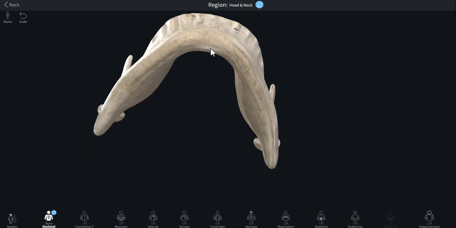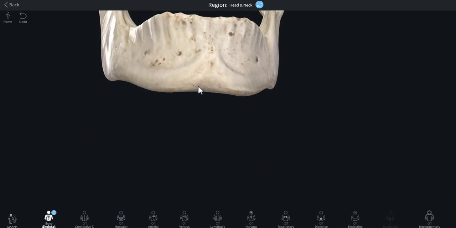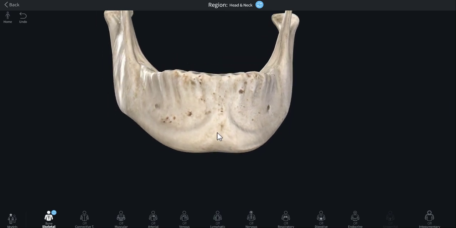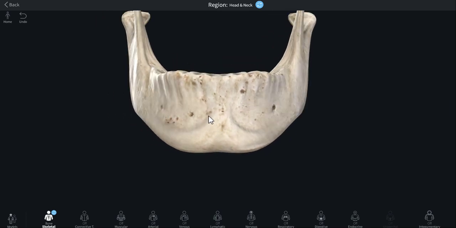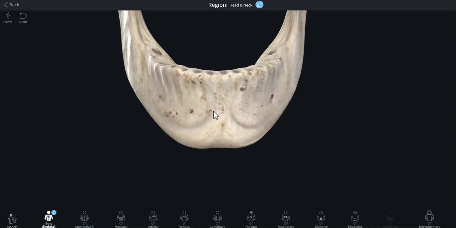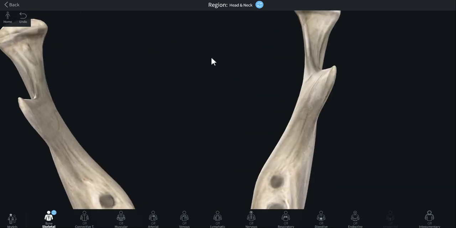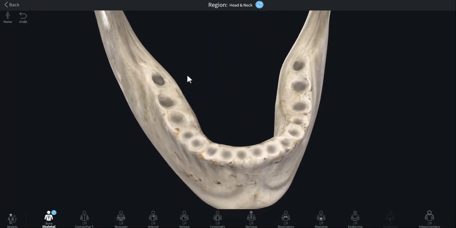Although we can talk about the rami and tell about its surfaces and stuff, let's deal with this systematically. Let's get on with the body first. So the body has this external surface and internal surface, this upper border and a lower border, right? This upper border, you can see that there are these holes here.